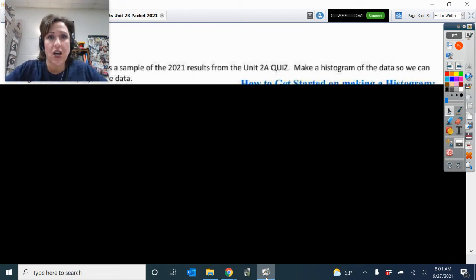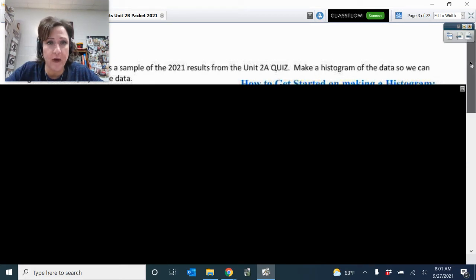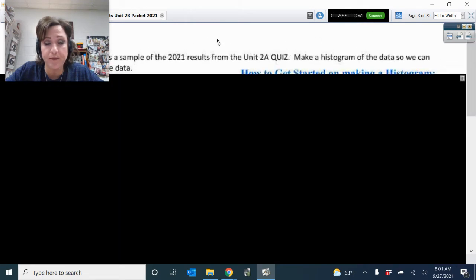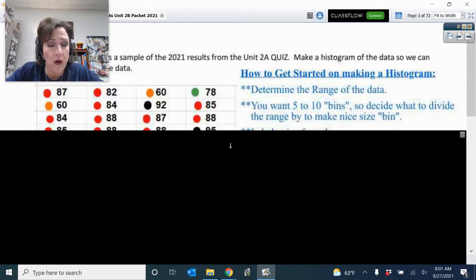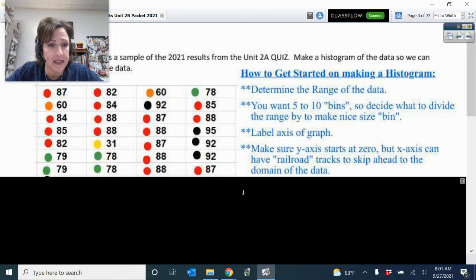All right, let's go ahead and talk about how to make these histograms by yourself from scratch, because there are some things that you have to think through as you go through them. So, first of all, we have this information of the Unit 2A quiz. These were some actual scores. And so, what we have here is the data.